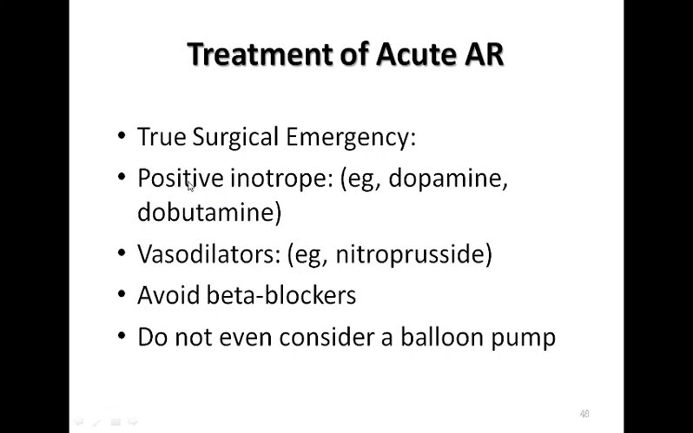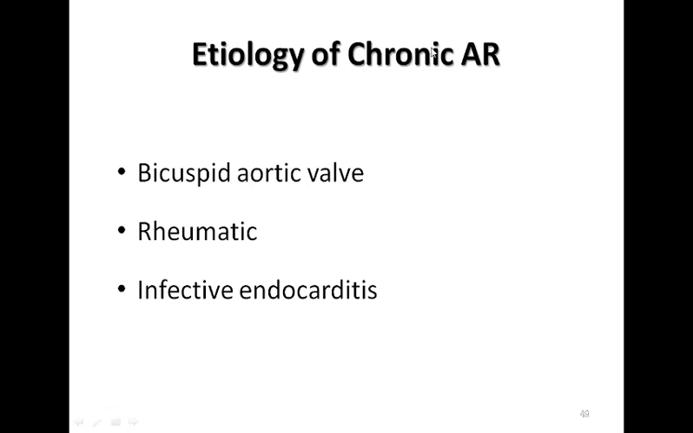You may need positive inotropes like dopamine, dobutamine, vasodilators like nitroprusside. You have to avoid beta blockers. Do not even consider a balloon pump in this patient. When you come to chronic aortic regurgitation, which is commonly seen in practice, it is due to bicuspid aortic valve, chronic rheumatic valvular heart disease, and infective endocarditis.